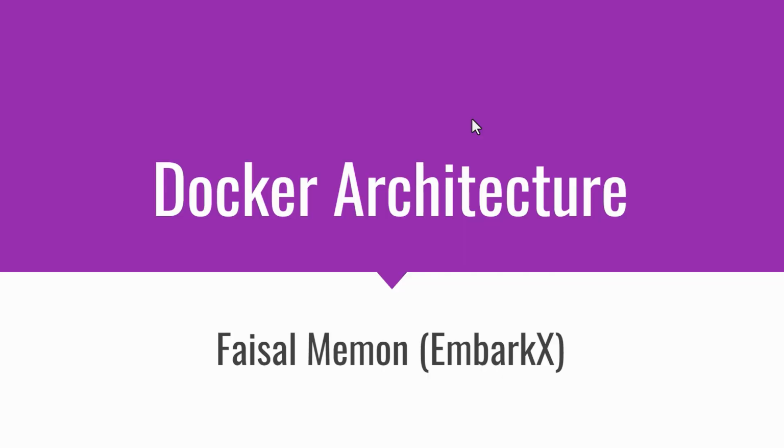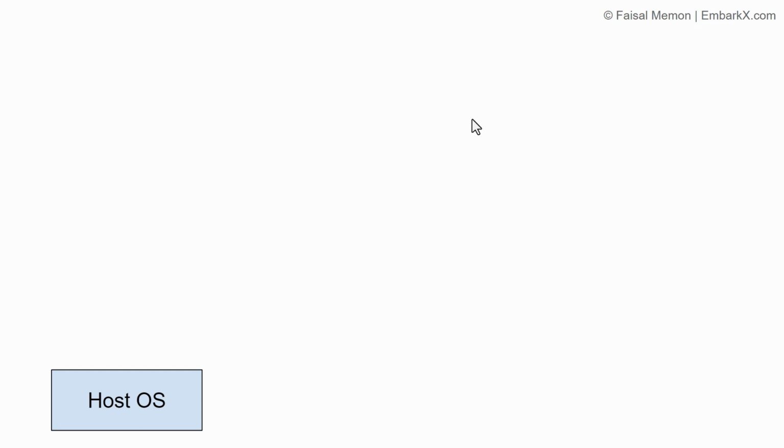Let us start talking about the Docker architecture and understand how Docker works under the hood. By understanding the architecture, you will be aware of the important terms and how things are managed behind the scenes. You have your host operating system, which is your machine OS. For example, you might have installed Windows, Mac, or Linux on your system. That is what your host operating system is.